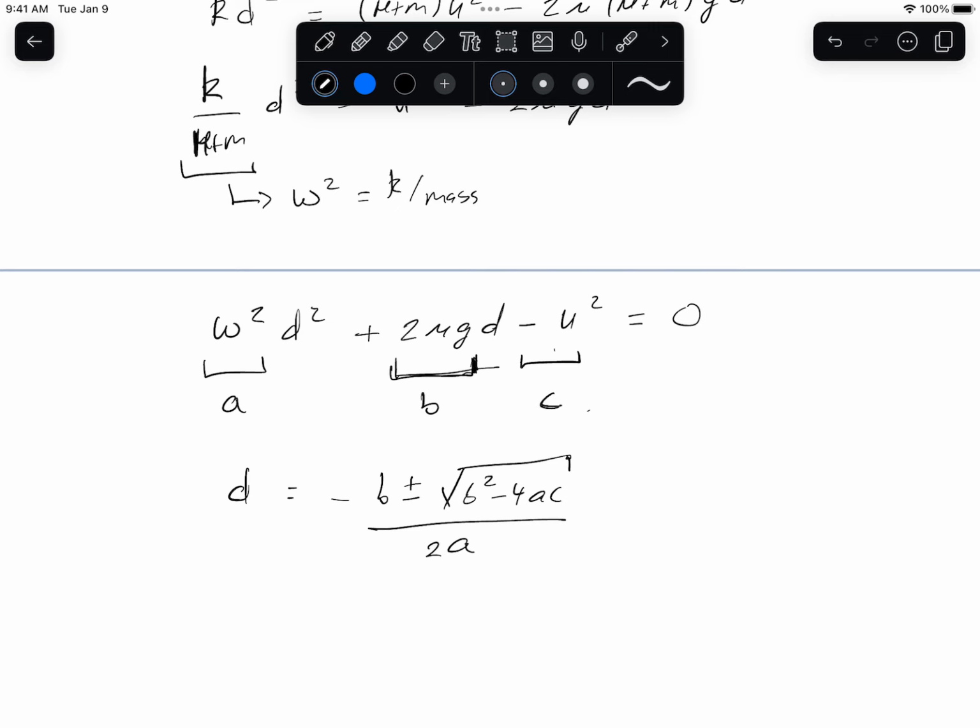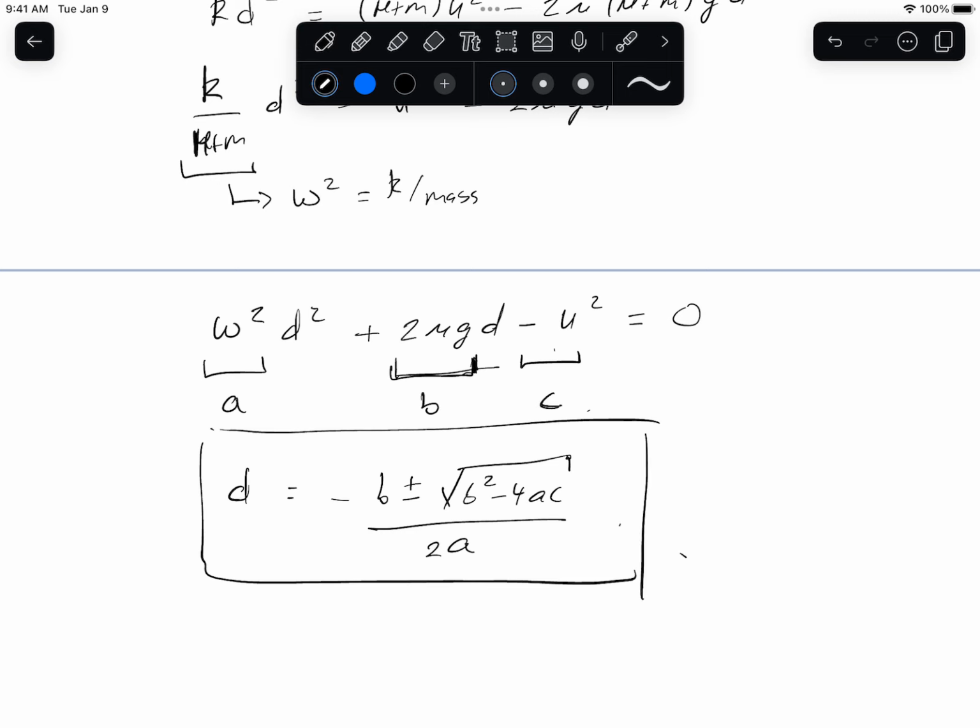I'm not going to do the algebra because I don't think it's worth doing. In fact, I just defined A, I just defined B, I just defined C. So this is actually a complete solution because you know what A is, you know what B is, you know what C is. So if I gave you numbers for k and M and all these things, you would be able to plug this into a calculator and get d. So this is our final solution. This is how far the spring is compressed.